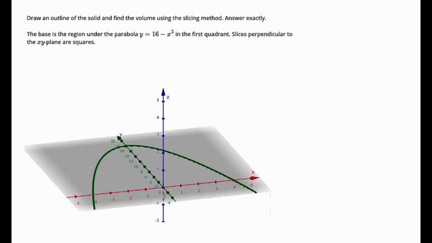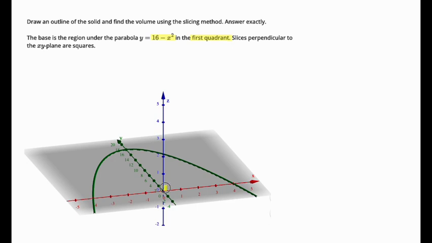In this example, we're going to find the volume of a solid. We're going to be using the base as the first quadrant of 16 minus x squared, this parabola here, this curve in green. The x-axis is in red and the y-axis is this line in green. So our first quadrant, which is going to be our base, is what I am highlighting here in yellow.